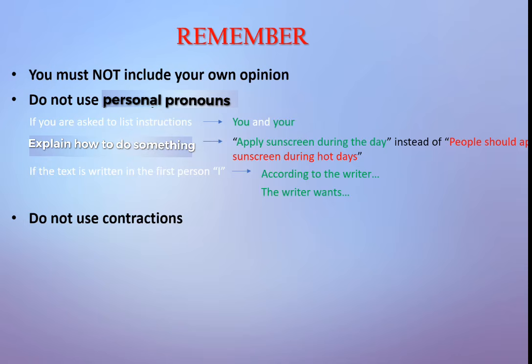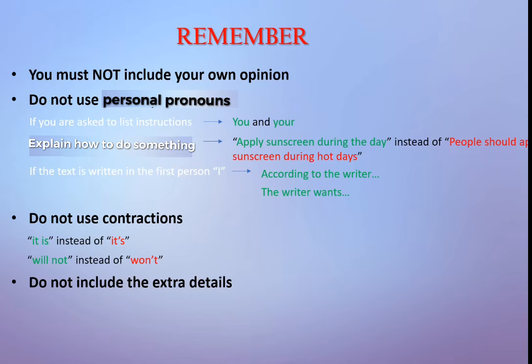Thirdly, do not use contractions. Write it is instead of it's. Use will not instead of won't. We need to keep it as formal as possible. The fourth and last thing you need to remember while summarizing is to not include adjectives, adverbs, figures of speech, numbers, percentages, and examples. The purpose of a summary is to have only the important information and no extra details.